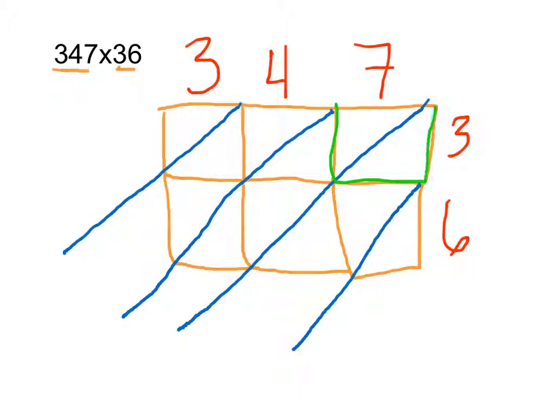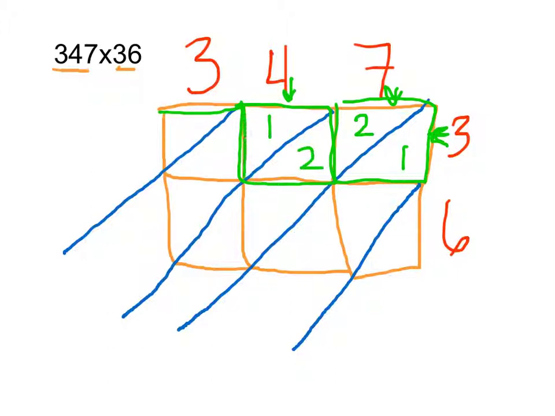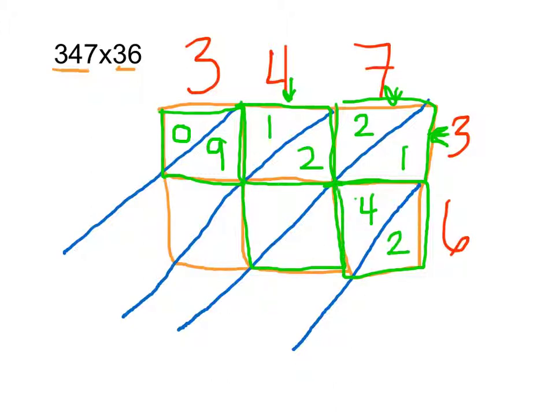The first box is going to be 7 times 3, which is 21. Your next box is going to be 4 times 3, which is going to be 12. And the last box up top is going to be 3 times 3, which is 9, so you put a 0 and then your 9. Your next box is down below going to be 6 times 7, which is 42. Your middle box at the bottom is going to be 4 times 6, which is 24. And your last box at the bottom is 3 times 6, which is 18.